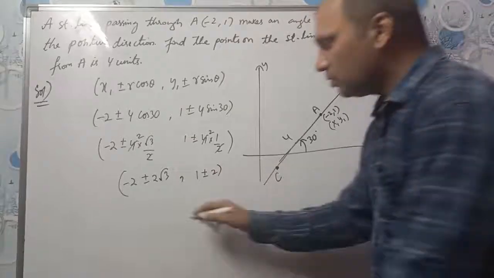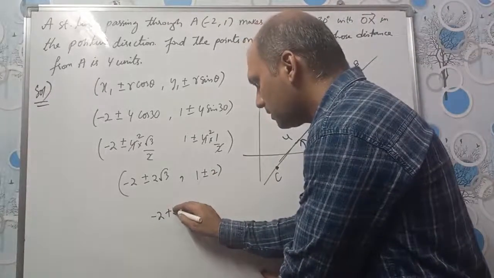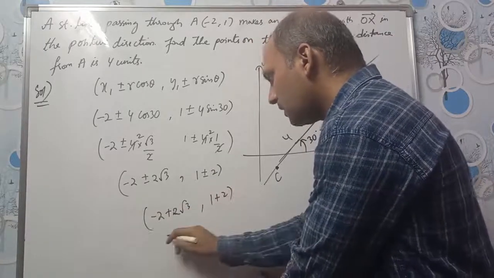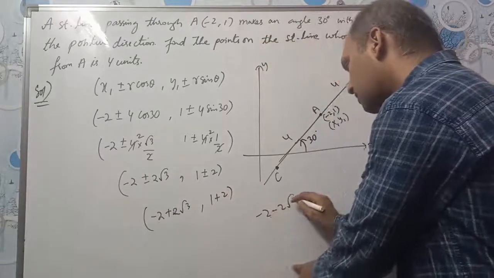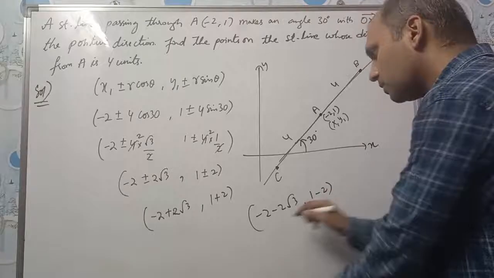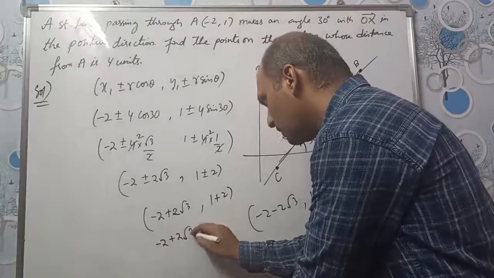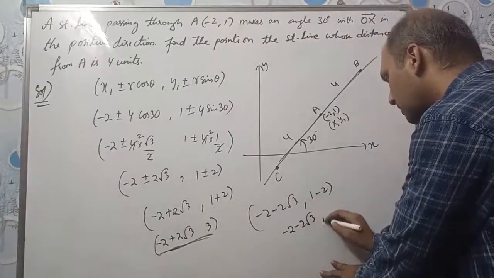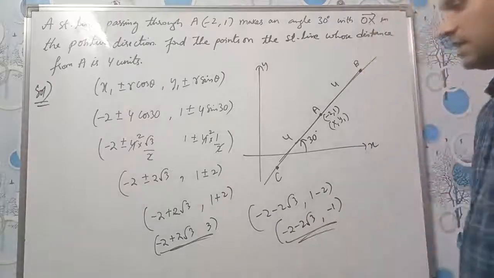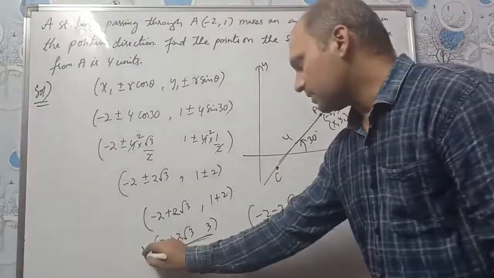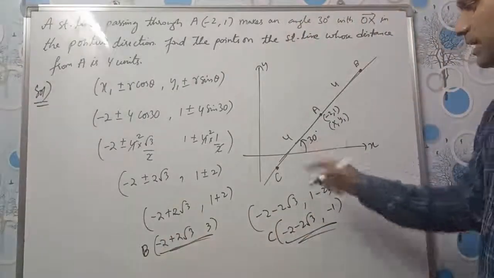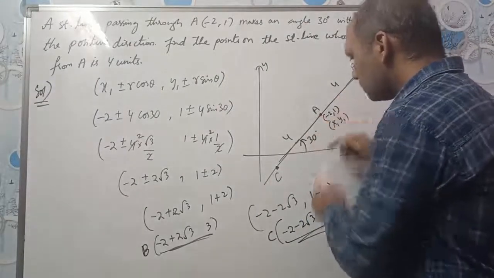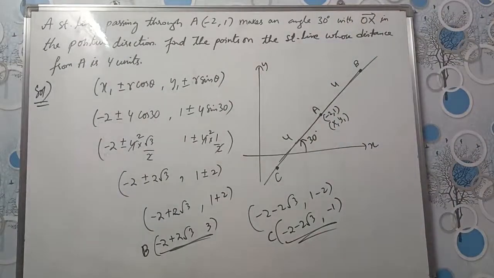Okay. See, these are 2 points. Minus 2 plus 2 root 3 comma 1 plus 2 and minus 2 minus 2 root 3 comma 1 minus 2. So this is minus 2 plus 2 root 3 comma 3. This is 1 point, and minus 2 minus 2 root 3 comma minus 1. This is the next point. Okay. Let us say this is B and this is C point. We found B and C. Okay. These 2 points will be 4 units away from minus 2 comma 1. Okay. I hope you understood this question.